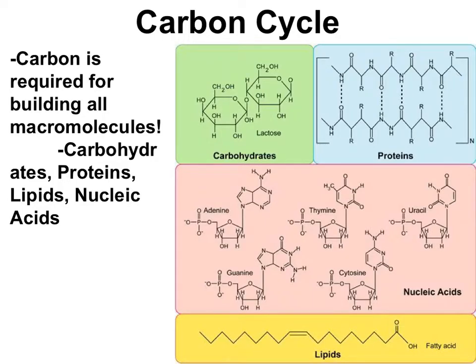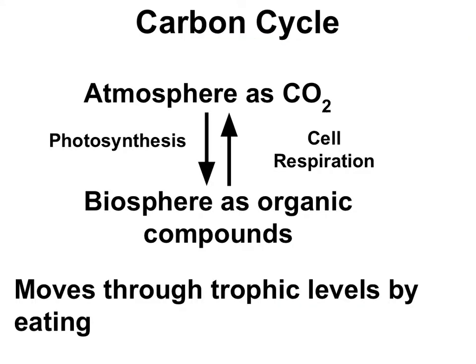As you learned in video 4.5a, carbon is an atom found in all four classes of macromolecules: carbohydrates, proteins, lipids, and nucleic acids. Here's a simplified overview of the carbon cycle.